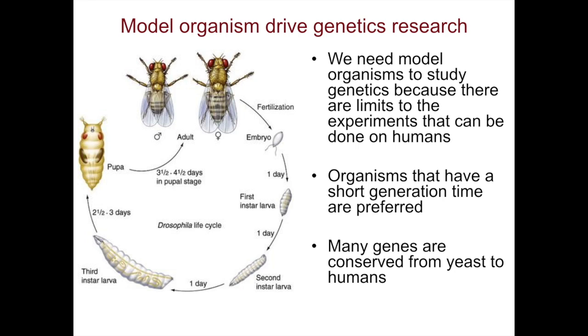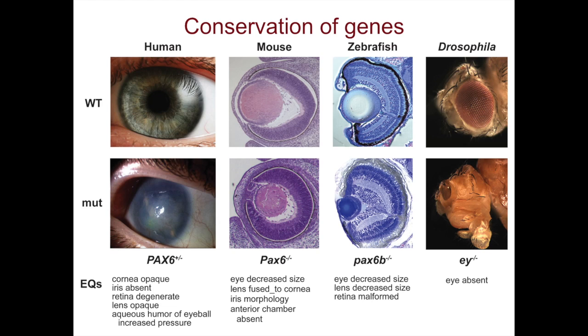From this research with model organisms, we have discovered that many genes are conserved from yeast to humans. This is great because we can do experiments in these organisms and then test hypotheses in humans about how certain genes may be affecting human health. A great example of the conservation of genes is the PAX6 gene. This transcription factor has an effect on eye development from flies to zebrafish to mouse and even to humans.